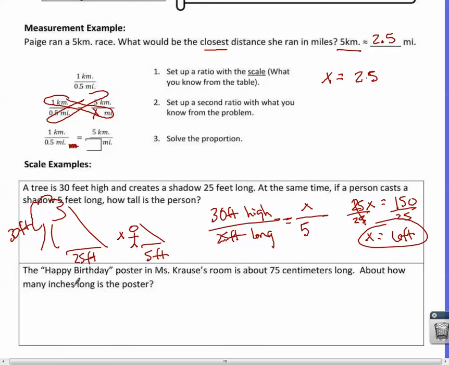Let's try one more example. The happy birthday poster in Mrs. Cross's room is about 75 centimeters long. About how many inches long is the poster? Actually, let's cross this one out. Turn to the next page.